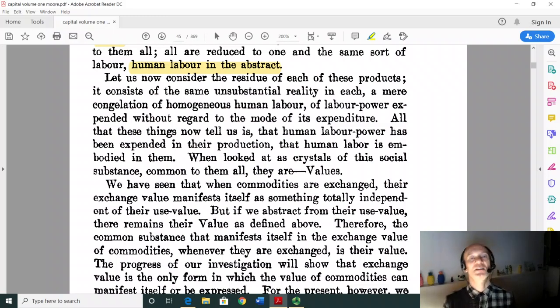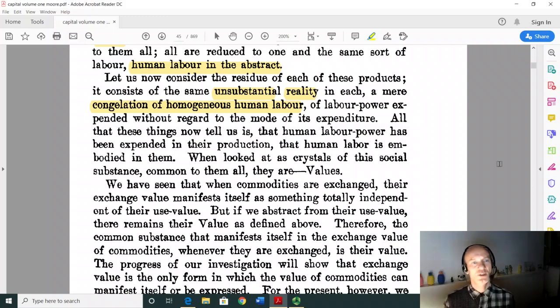So we're dealing here basically with what he calls an unsubstantial reality. A sort of almost ghost-like thing is emerging here. A mere congelation of homogeneous human labor. Congelation means basically a sort of frozen residue of human labor, of labor power expended without regard to the mode of expenditure, without looking at how it was expended. All that these things now tell us is that human labor power has been expended in their production, that human labor is embodied in them.